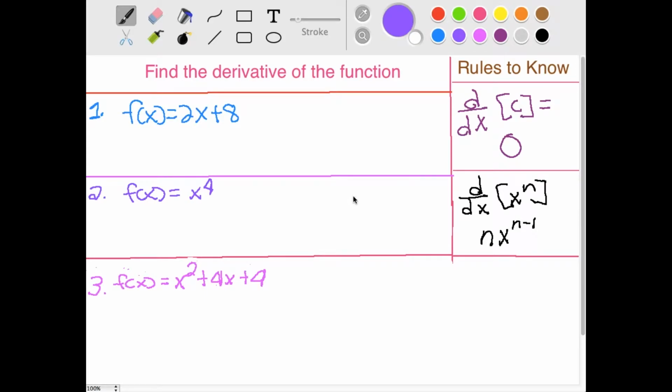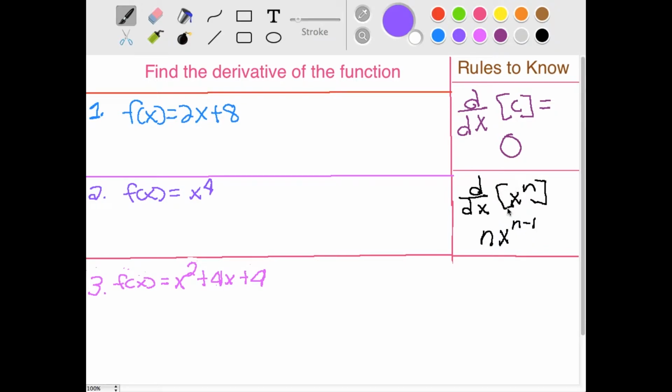In today's lesson, I will be helping you conquer a basic derivative. So, without further ado, let's get started. It says find the derivative of the function, and number one, our function is a linear function, f of x equals 2x plus 8. Before we take a derivative, let me explain how you do it.